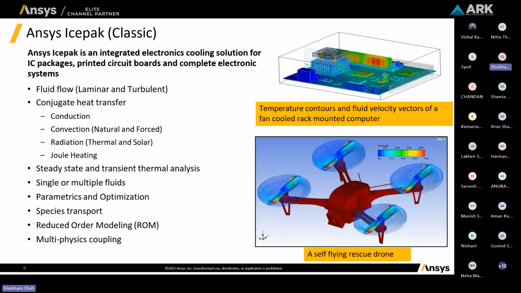Then there is reduced order modeling. Reduced order modeling is based on 1D. When you are going with any CFD simulation, it will consume a certain amount of time. But if you want to reduce that time, at that point ROM will help you out. And lastly, multi-physics coupling is available. So you can couple your fluid data with mechanical, Icepack, and electronics. And as per the requirement, you can couple the two different physics through Ansys Workbench.